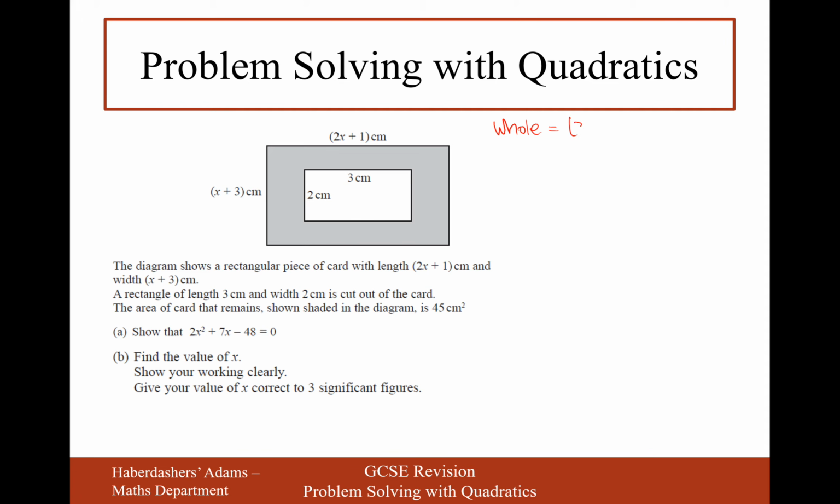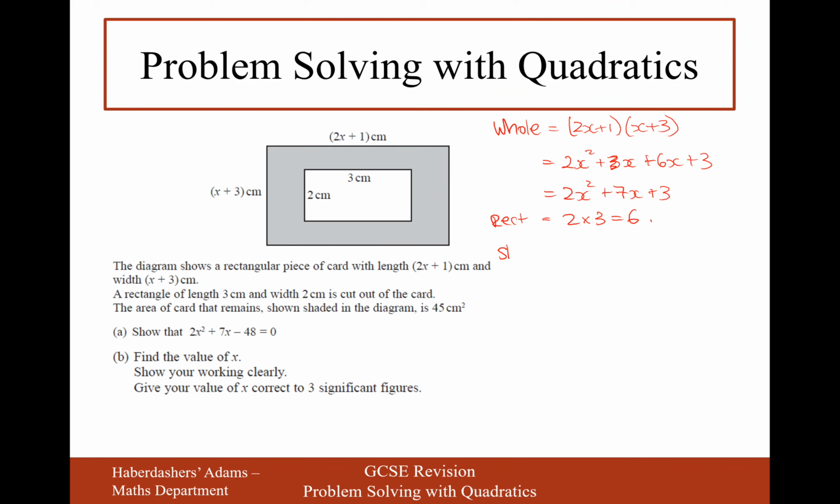So the whole shape is going to have dimensions 2x plus 1 multiplied by x plus 3. That's going to be 2x squared plus 6x plus x plus 3. So tidy that up, that would be 2x squared plus 7x plus 3. The little white rectangle is just going to be a 2 by 3 rectangle, so that would be 6.